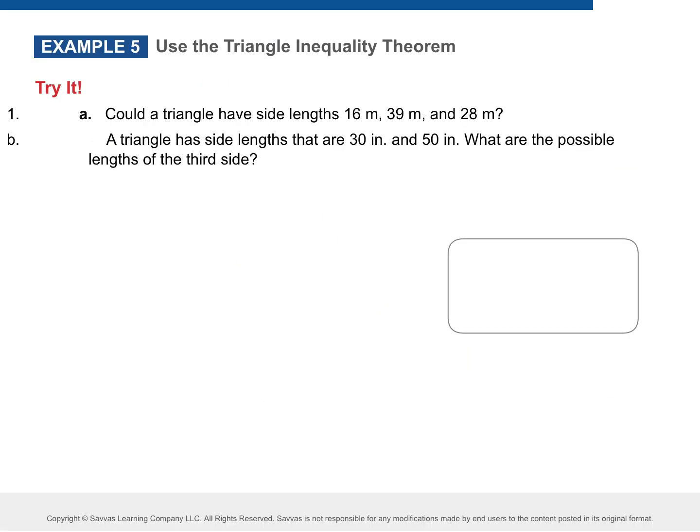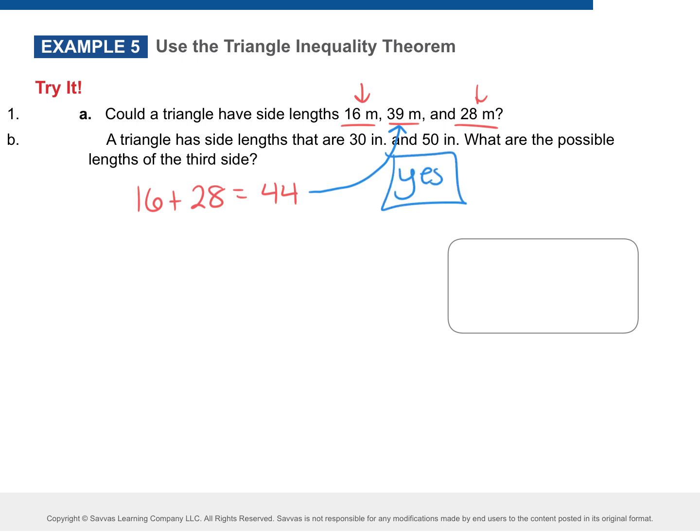All right, so on 5A, it gave us 16, 39, and 28. It's asking, can I have a triangle with those side lengths? How do we figure that out? Take your smallest sides, 16 and 28. So 16 plus 28 is 44. What does it have to be? Greater than 39. Right. This sum has to be greater than the largest side. Is that true? Yes. So yes, those three sides can make a triangle.